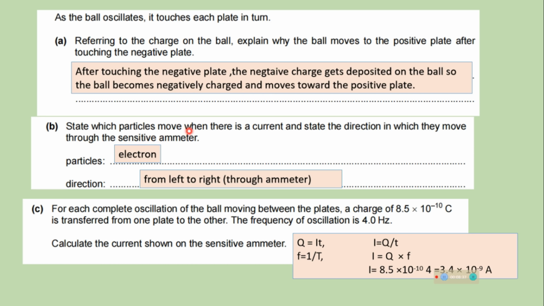State which particles move when there is a current and state the direction in which they move through the sensitive emitter. The particles involved in the conduction of current are electrons, and the direction will be from left to right through the emitter. As the electron has a negative charge, it is attracted toward the positive plate, so the direction will be from left to right.